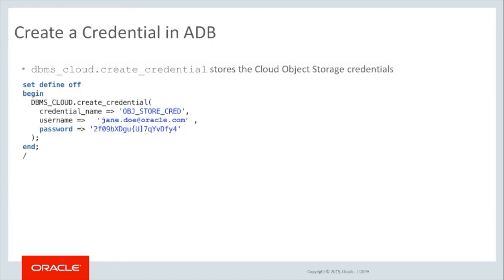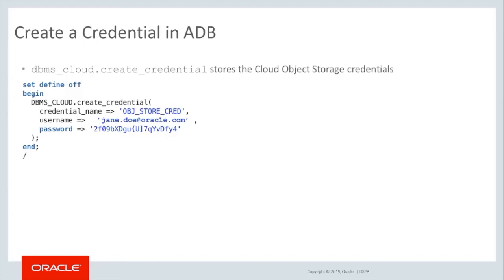In a SQL connection to ADB, connected as admin, run the DBMS_CLOUD command using the authorization token just created as the password. In this example, we are creating a credential called obj_store_cred with the Oracle Cloud Infrastructure username yasin.baskin@oracle.com. And for the password, we're using the token generated in the previous step.